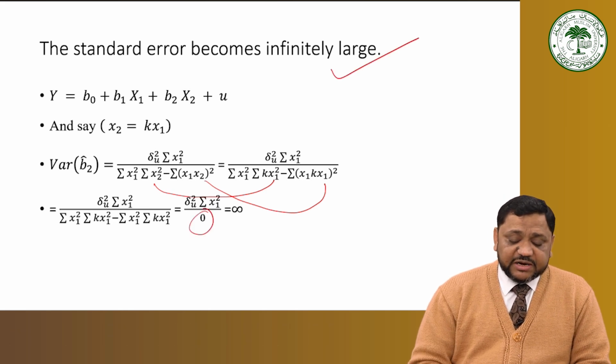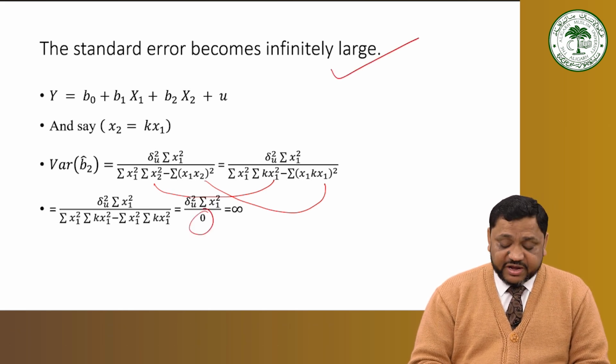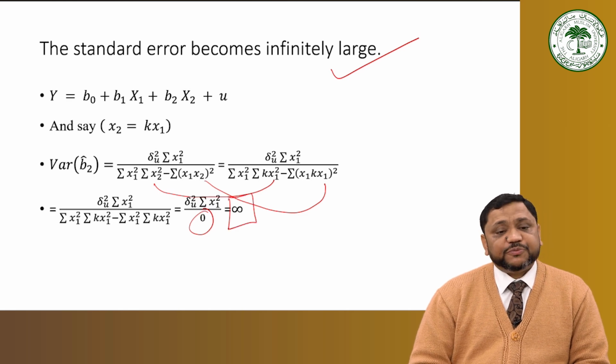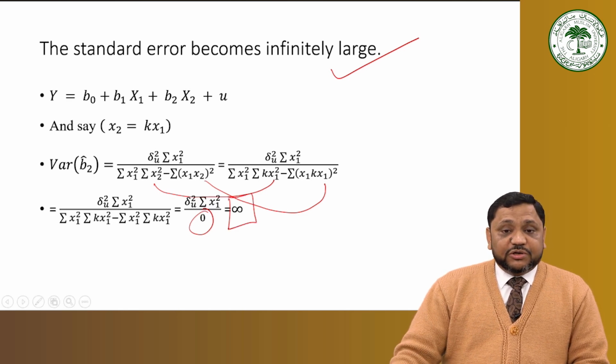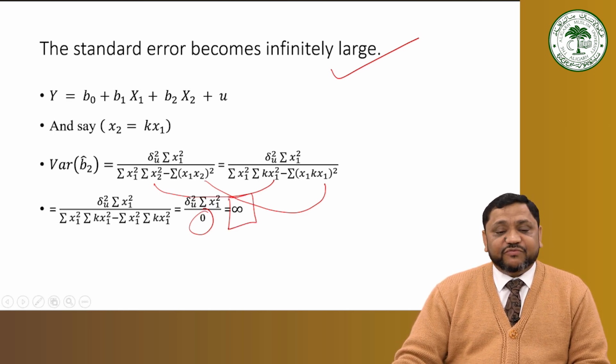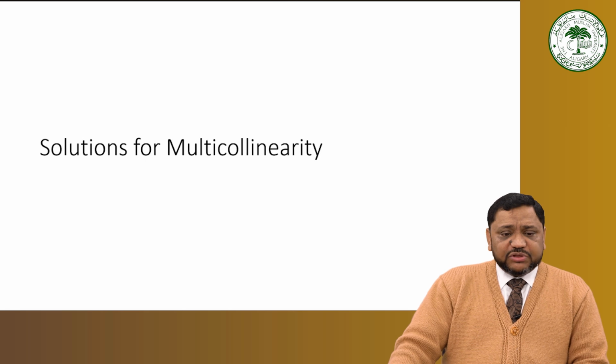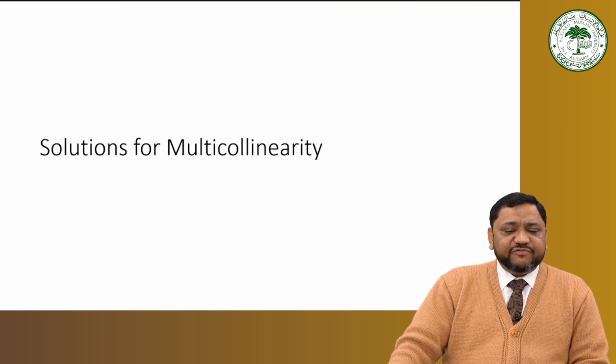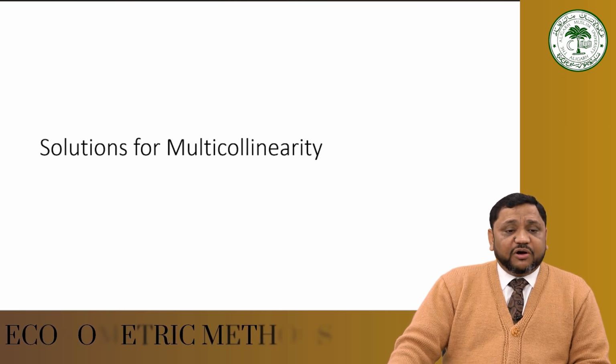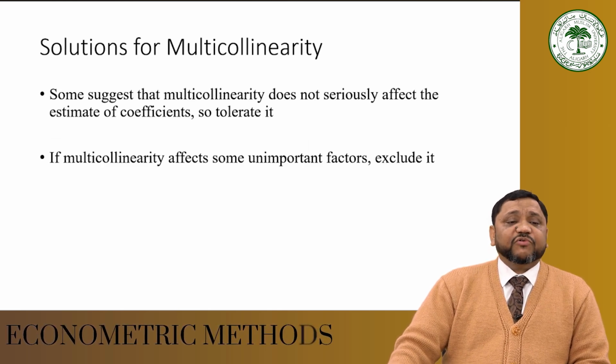So the standard error becomes infinitely large. So the variance of the estimates becomes infinite. So now once we have identified the nature of the problem and the consequence of the problem, we can go for, okay, if after all there is a problem, what is the solution to it?